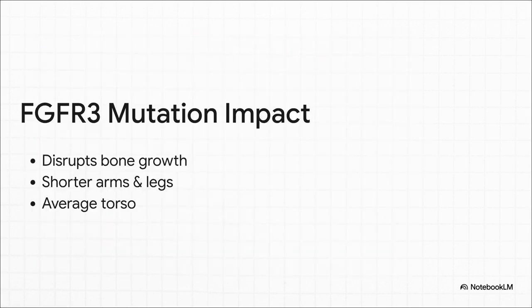Let's break down exactly what happens during that mutation. Basically, it disrupts the normal process of how bones and cartilage grow and mature. And because it targets that structural development so precisely, the impact is highly localized. The mutation results in significantly shorter arms and legs, since limb bone growth really relies on that specific cartilage development, but it maintains a completely average-sized torso. It's a targeted structural shift, not some sort of overall systemic failure.